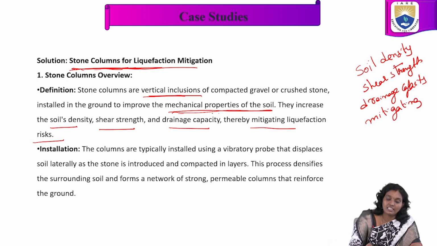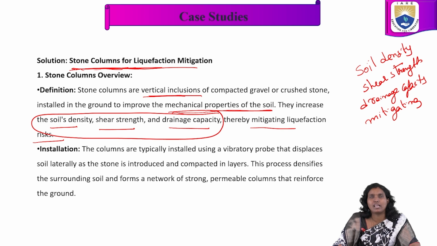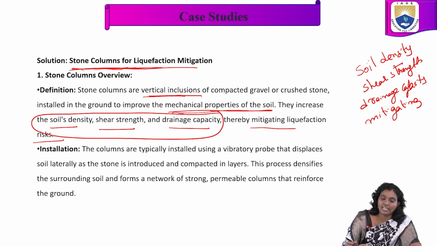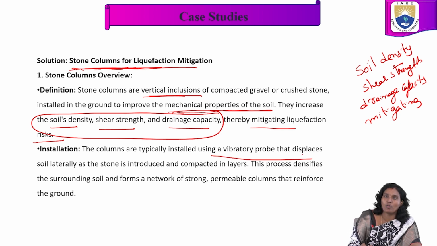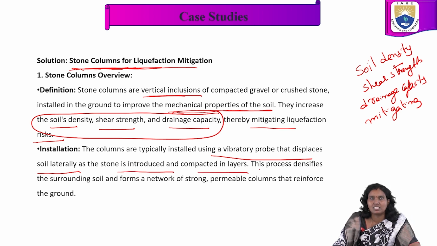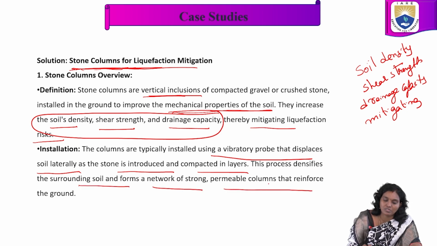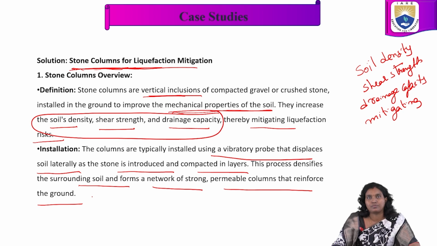So these are the things we are going to understand for getting the load bearing capacity and reducing the settlement. And also the installation. The columns are typically installed using a vibratory probe that displaces soil laterally as the stone is introduced and compacted in layers. This process densifies the surrounding soil and forms a network of strong, permeable columns that reinforce the ground.